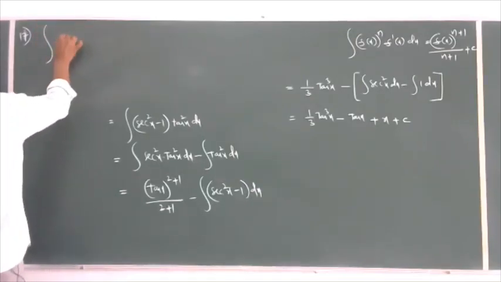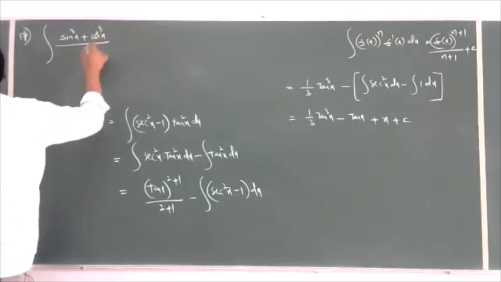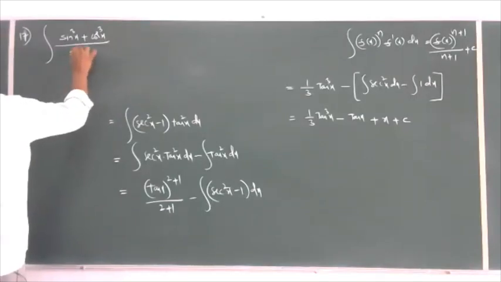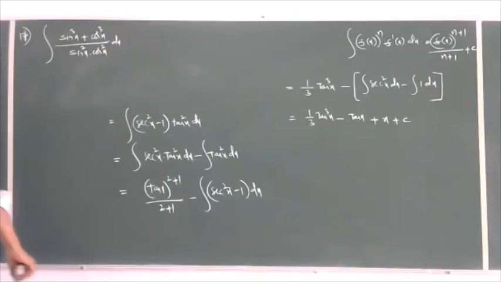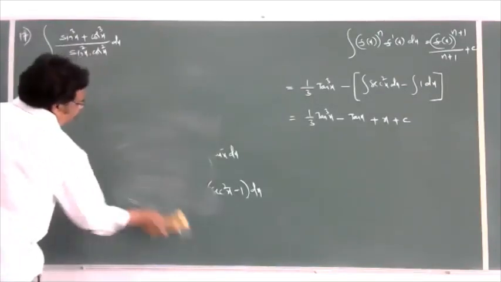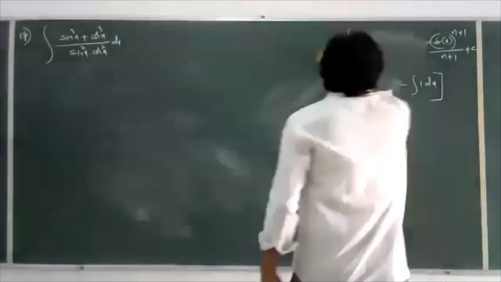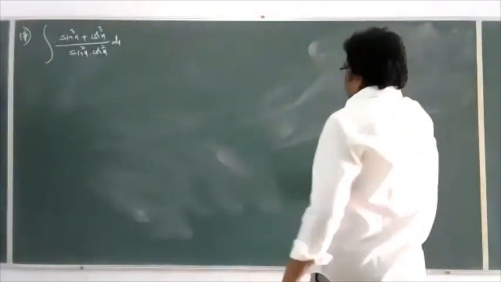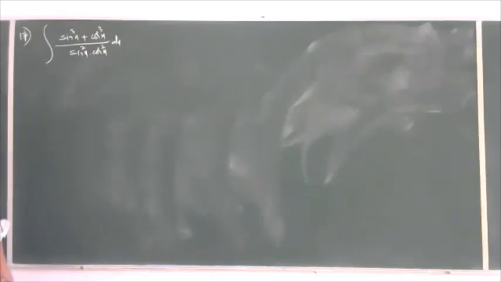Integral sin cube x plus cos cube x by sin square x into cos square x dx. First, simplify the given trigonometric function. Let's write the solution.